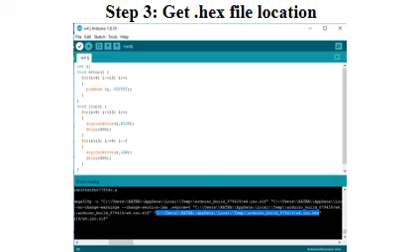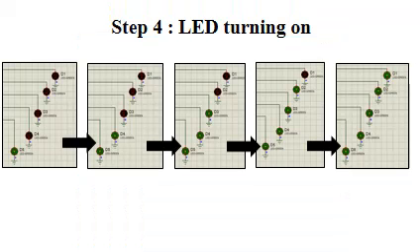This screenshot shows the hex file location. After compiling the code, we will copy the location and paste in the program file box of the Arduino UNO. Now it's time to come in the Proteus software to simulate the circuit.